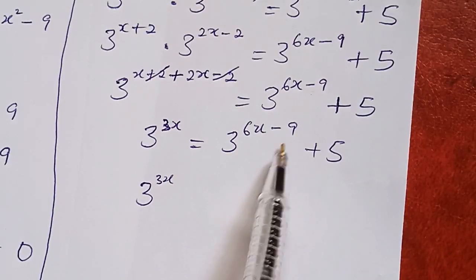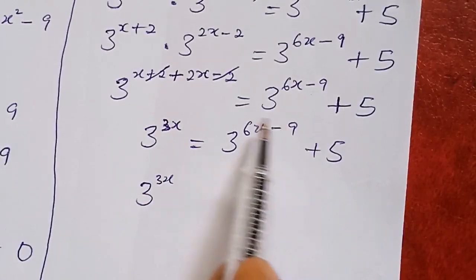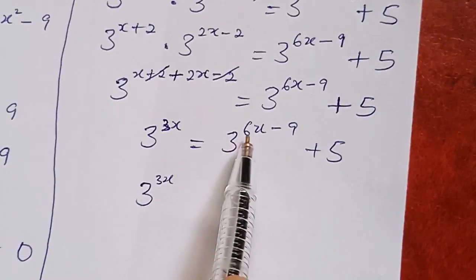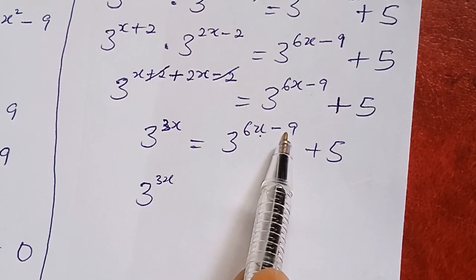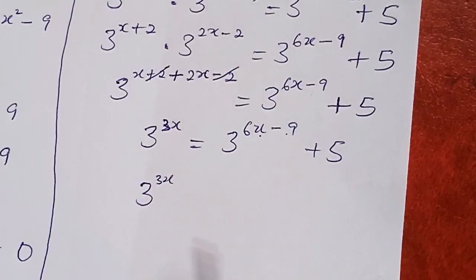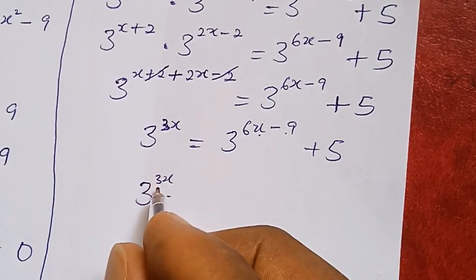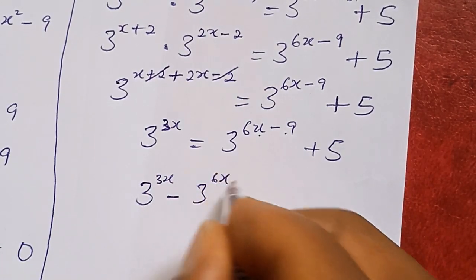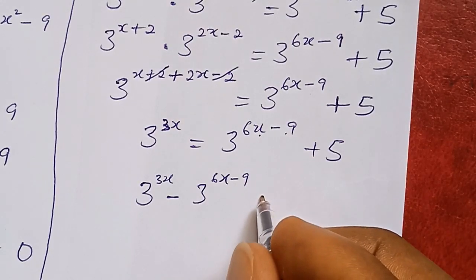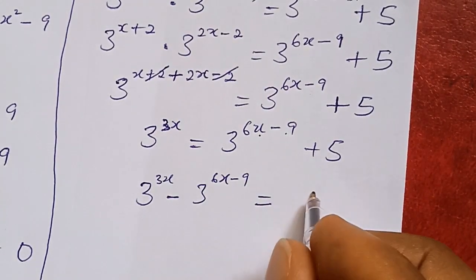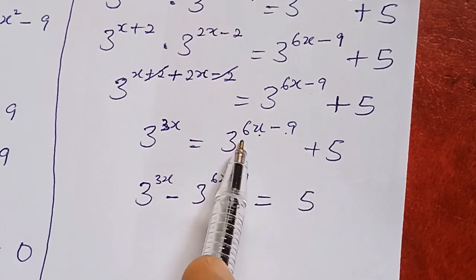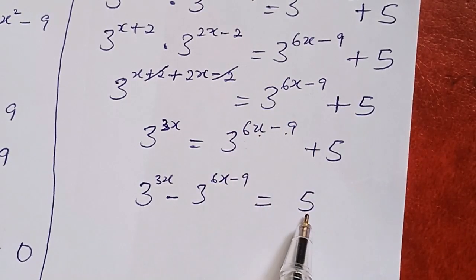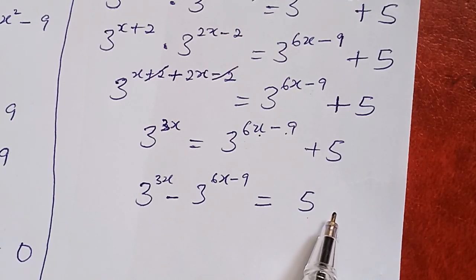So we try to subtract both sides by this expression at the right hand side, the 3 raised to power 6x minus 9. So by doing that, we arrive at 3 raised to power 3x minus 3 raised to power 6x minus 9, everything equals 5. So when we subtract this from the right hand side, this gives us 0. So we are left with ordinary 5 at the right hand side.